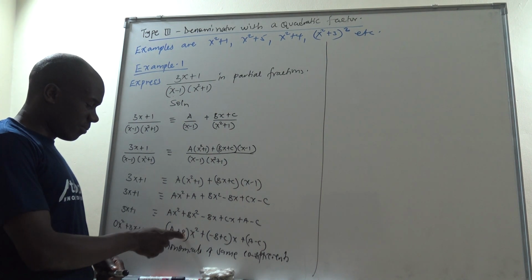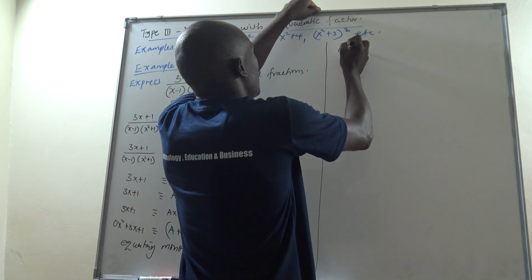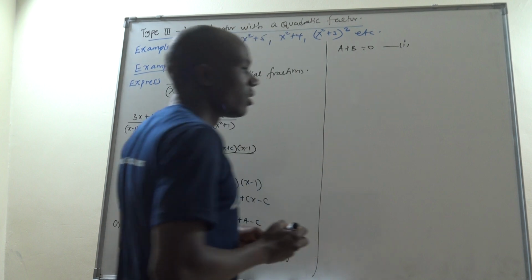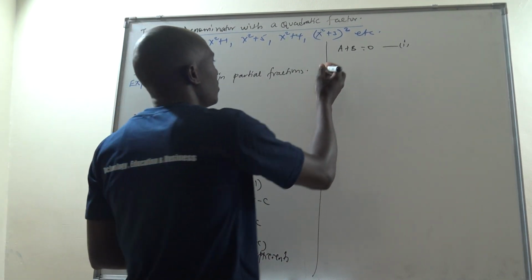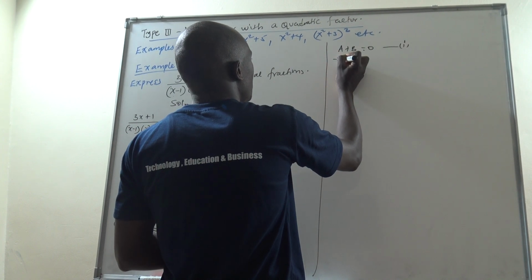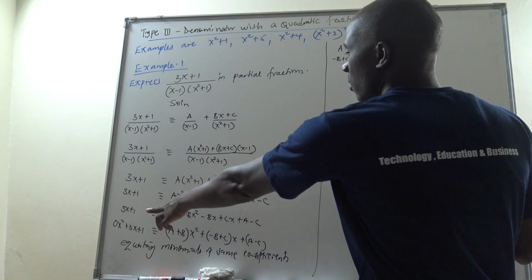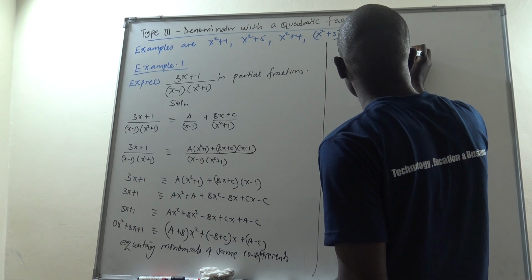Like here, a plus b equals 0. So we are having a plus b equals 0. This is the first equation. We are also now moving to another one. Negative b plus c equals, what is the coefficient here? The coefficient outside is 3. We say this is equation 2.